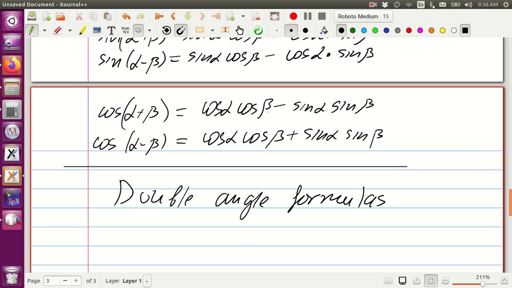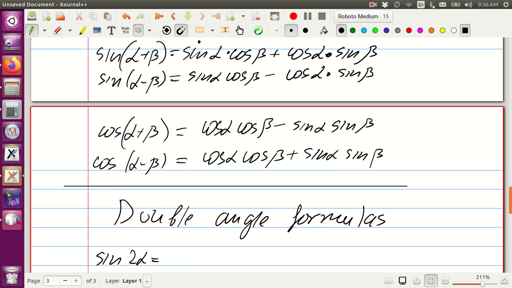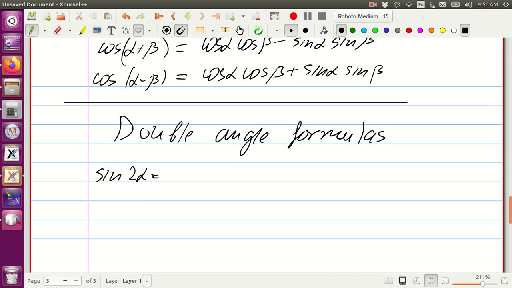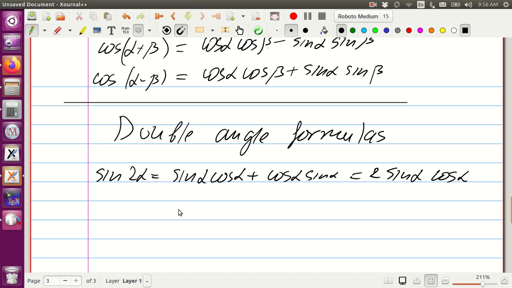Double angle formulas. So we can say that sine of 2 alpha, basically what you do, you go to the sine of the sum and you change beta by alpha. So you'll get sine of alpha cosine of alpha plus cosine of alpha sine of alpha. So you get 2 sine of alpha cosine of alpha. So we can write the identity: sine of 2 alpha is 2 sine of alpha cosine of alpha.